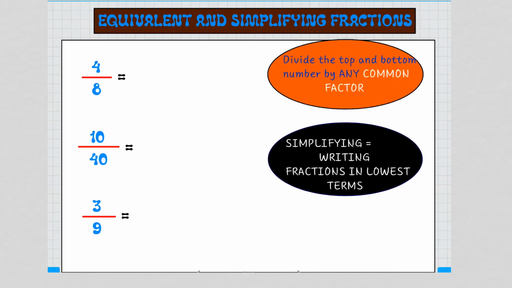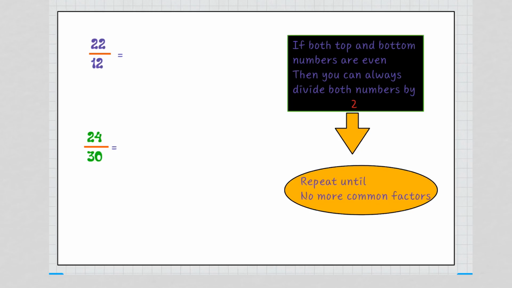Now please simplify all these three fractions yourself and then check your answers. Just to help you a bit more on simplifying fractions, or writing a fraction in its lowest form, there's one more thing. If you see both top and bottom numbers are even, which is the case here with 22 and 12, then you can always divide both these numbers by 2.